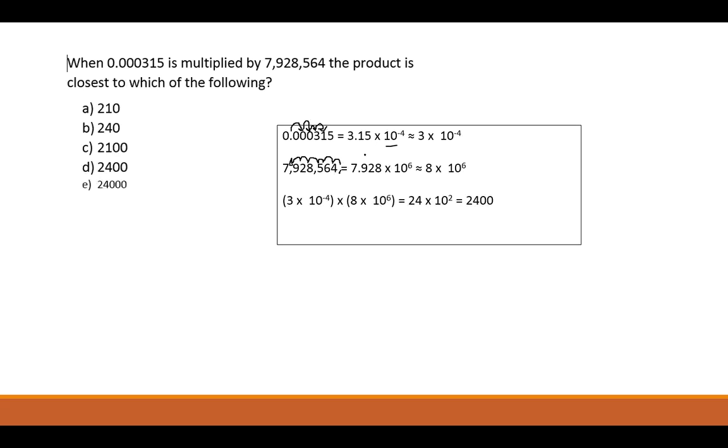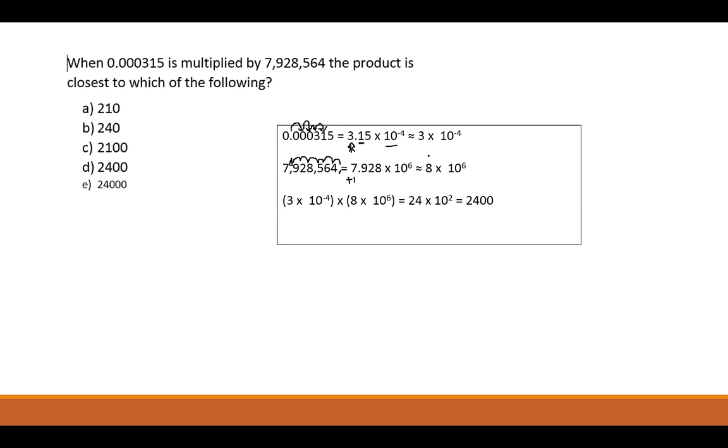Now the second thing is, are you comfortable with rounding the number? Basically what we do is, after the point, if this number is 4 or less, we don't change this. But if after the decimal you have 5 or above, you increase this by 1. So 7.9 actually becomes 8.